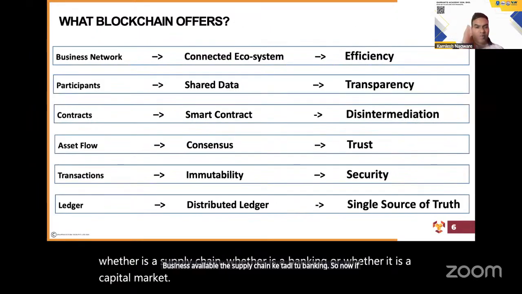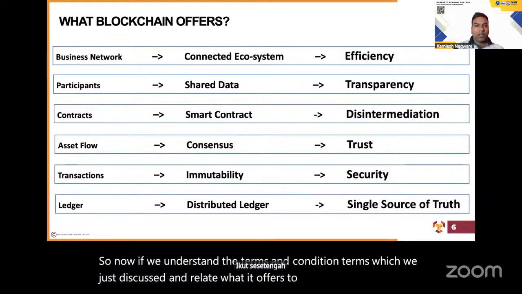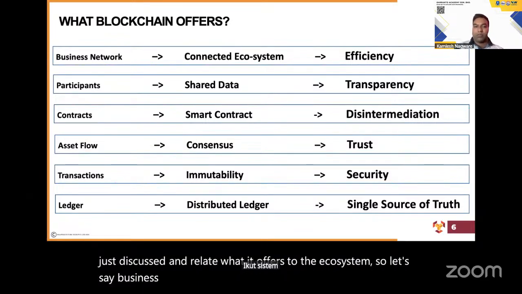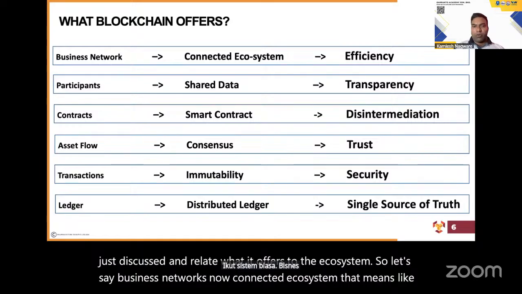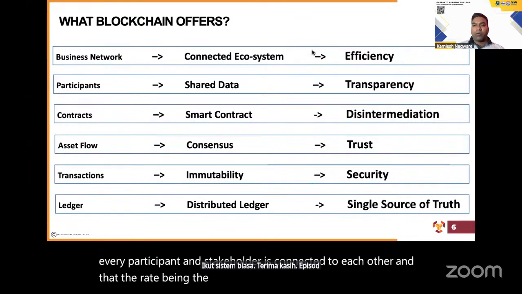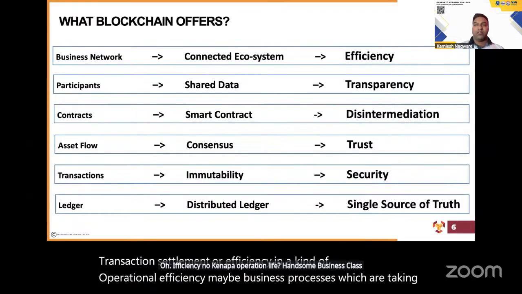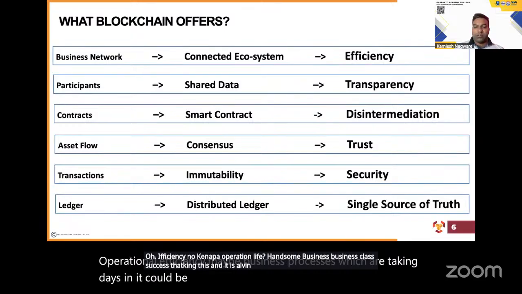Now, if we understand the terms we just discussed, let's relate what they offer to the ecosystem. Business networks become a connected ecosystem. That means every participant and stakeholder is connected to each other, and that brings efficiency, in terms of transaction settlement or operational efficiency. Business processes which take days could be solved in seconds.